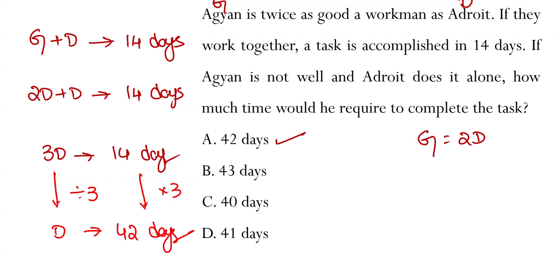Time and work related stuff. Time and work, I will write simply T and W. Time and work related question. Together is given, we need to calculate alone because G is not well. D needs to do it alone. What is the time taken?